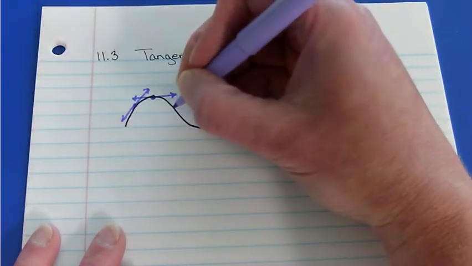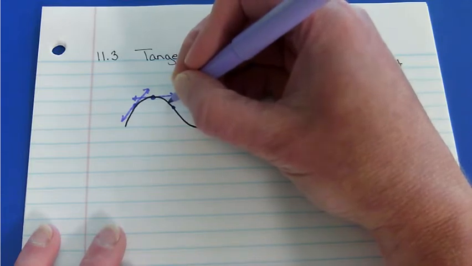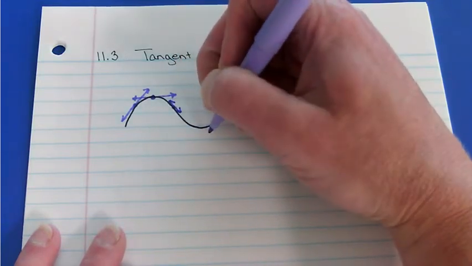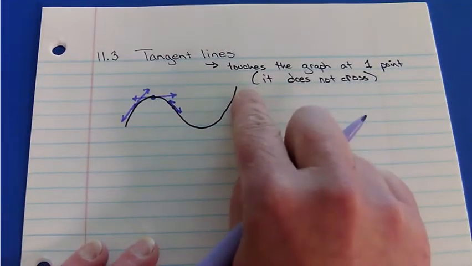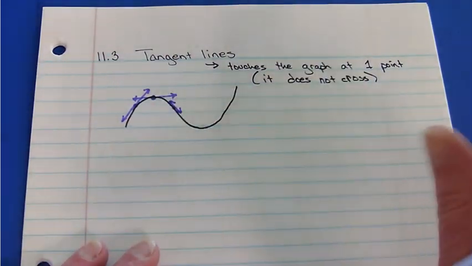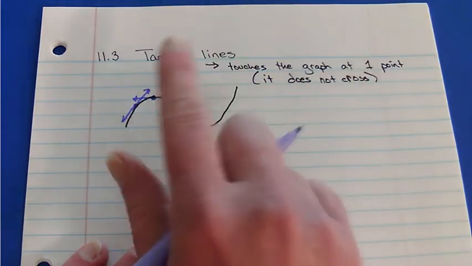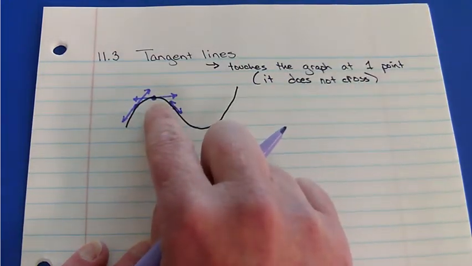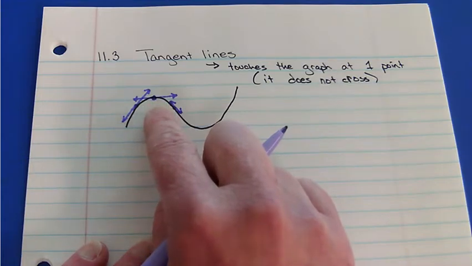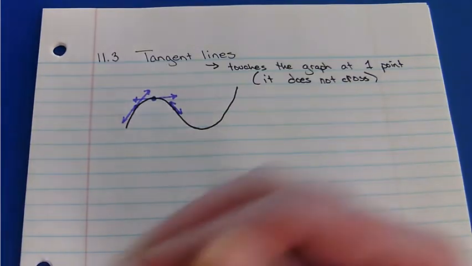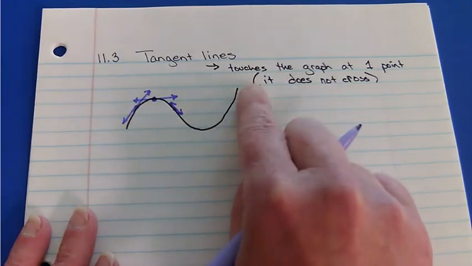And then if I was talking about right here, it's going down like this, and it would cross down here. But when we're talking about the tangent lines on a curvy graph, it's touching at that point. It may cross later, but it's just touching there. Now, what we're going to be doing is finding the slope of a tangent line, which is also known as the slope of a curve.